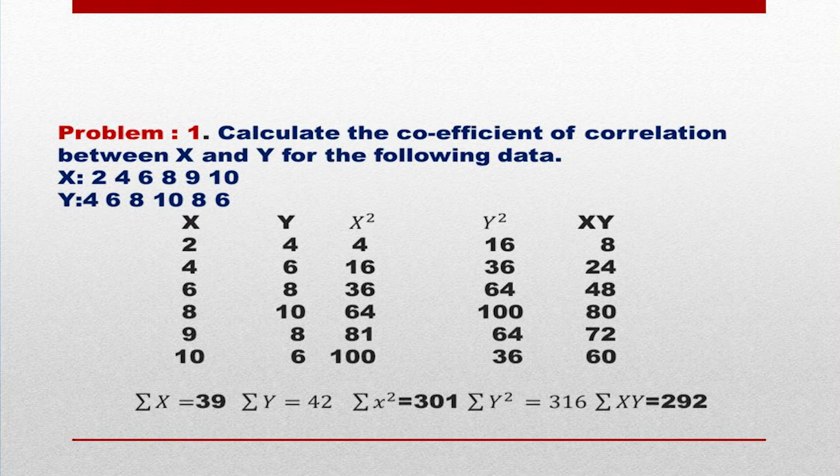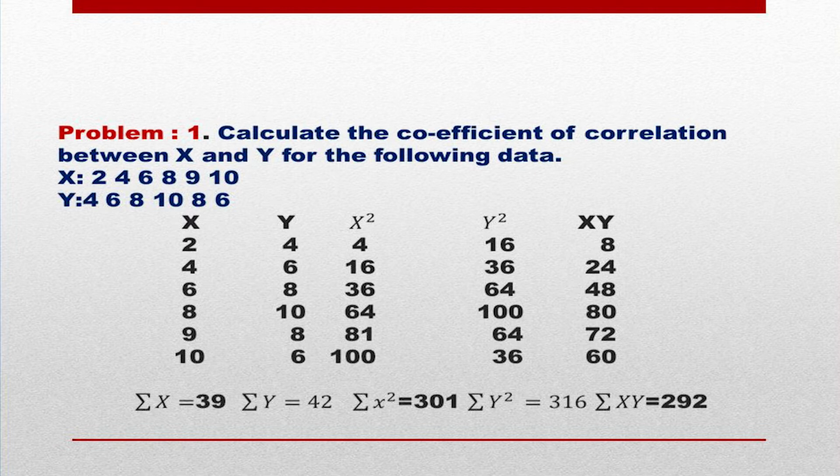Just list out the x series in the first column and the y series in the second column. Then square the x values in the third column. In the same way, square the y values in the fourth column. Finally, we find the product x into y. It is in the last column. Now get the totals. Here the number of observations n is 6.